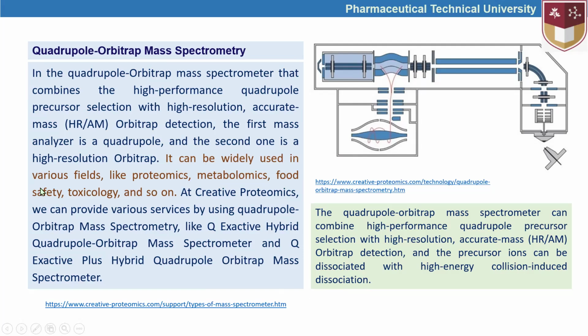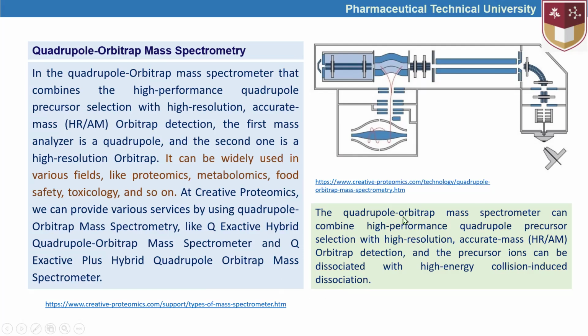It can be widely used in various fields like proteomics, metabolomics, food safety, toxicology, and so on. Based on two mass analyzers, quadrupole and Orbitrap, we can claim more efficacy of this kind of tool in proteomics. At Creative Proteomics, we can provide various services using quadrupole Orbitrap mass spectrometry, like the Q Exactive hybrid quadrupole Orbitrap mass spectrometer and the Q Exactive Plus hybrid quadrupole Orbitrap mass spectrometer.